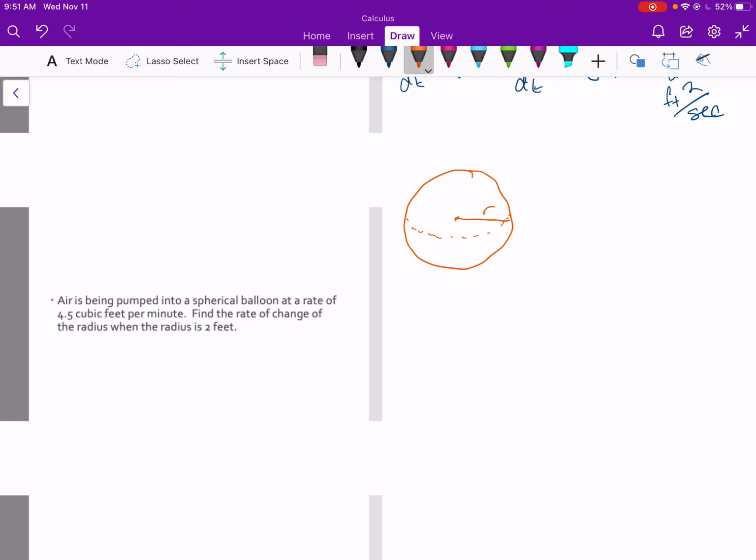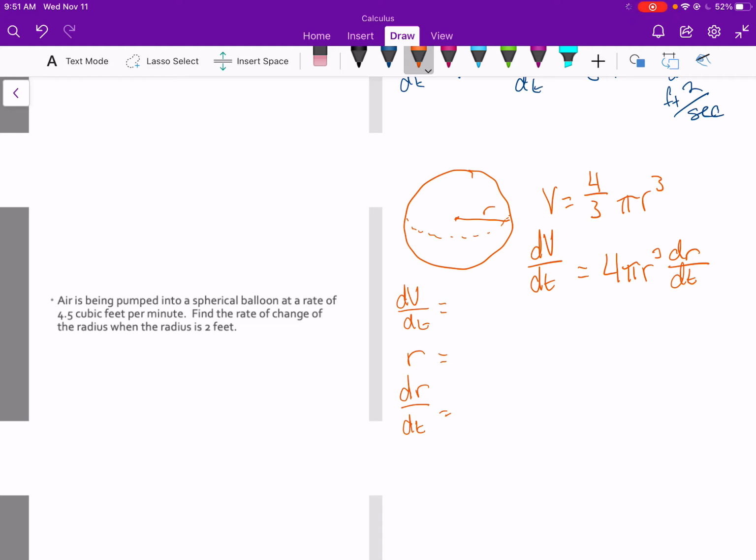So I'm going to write my equation, V equals 4/3 pi r cubed. And I'm going to take the derivative with respect to time. So dV/dt equals 4 pi r squared dr/dt. All right, I'm going to list my variables. And I'm going to plug in what I know and what I don't know. So dV/dt is how the volume is changing. Well, air is going in, so it's increasing at 4.5 cubic feet per minute.